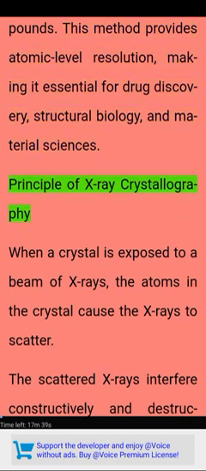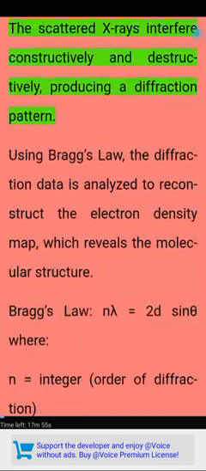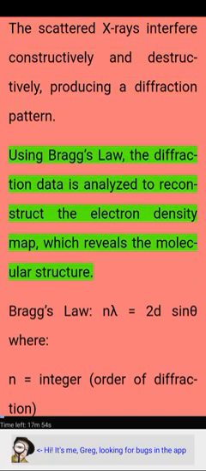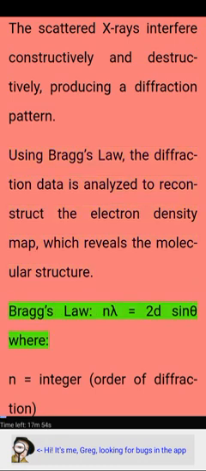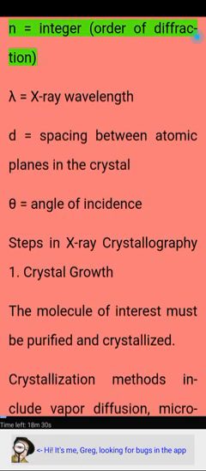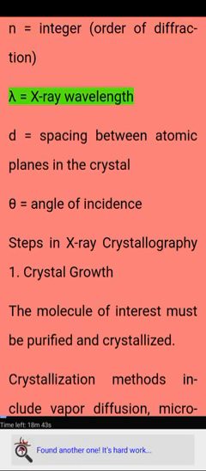Principle of X-ray crystallography. When a crystal is exposed to a beam of X-rays, the atoms in the crystal cause the X-rays to scatter. The scattered X-rays interfere constructively and destructively, producing a diffraction pattern. Using Bragg's law, the diffraction data is analyzed to reconstruct the electron density map, which reveals the molecular structure. Bragg's law: n lambda equals 2d sin theta, where n equals the integer order of diffraction, lambda equals the X-ray wavelength, d equals the spacing between atomic planes in the crystal, and theta equals the angle of incidence.